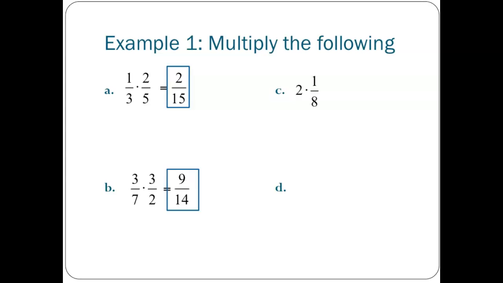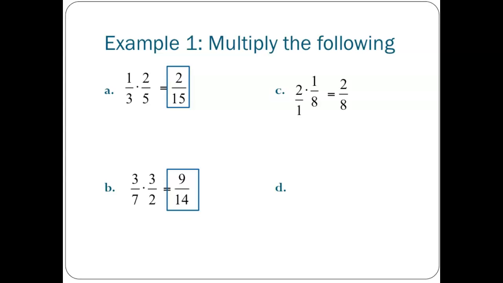All right, for this next one, we have 2 times 1/8. Now, because that first one is not a fraction, we want to write it as a fraction. So 2 is the same as 2 over 1. So I'm going to write that there. And then we'll do it the same way. So I'm going to multiply the numerator. So 2 times 1 is 2. And then 1 times 8 is 8. So we have 2 over 8.